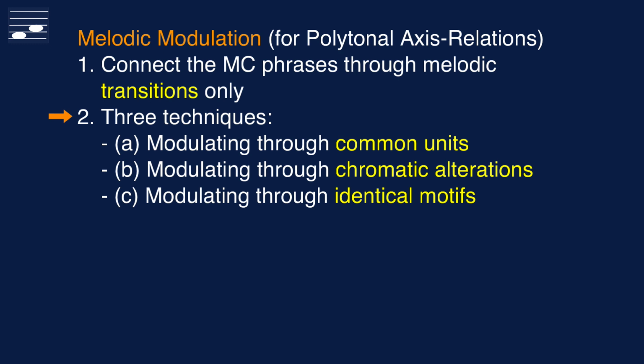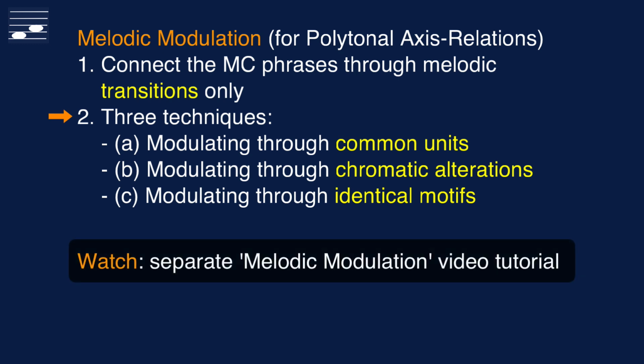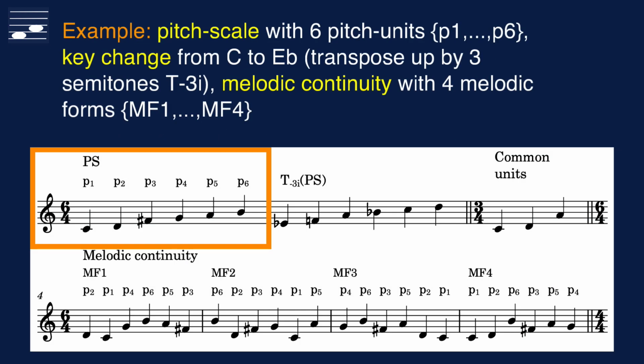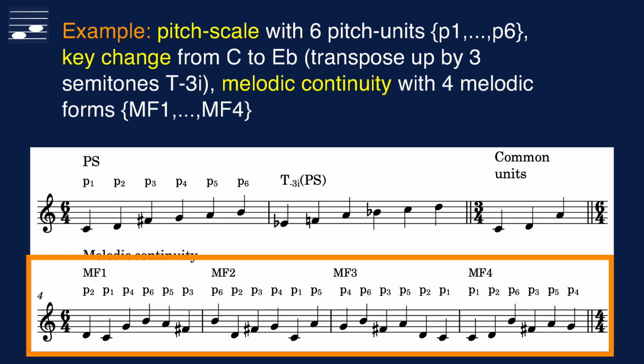Again, I will demonstrate these with a single example, but on my channel there is an older tutorial dedicated exclusively to melodic modulation. Let's design the example using this 6 pitch unit scale, where root degree C is the starting point, and we transpose this scale up by 3 semitones to the target key of E flat. The melodic continuity uses a combination of 4 melodic forms, all as single occurrence.